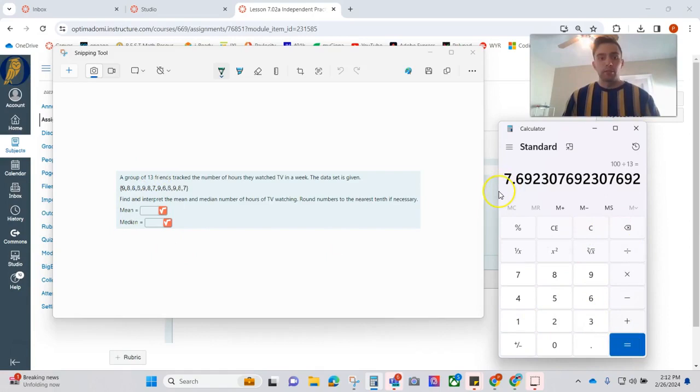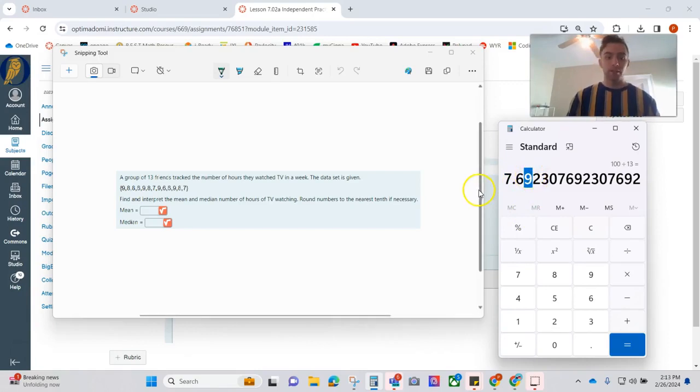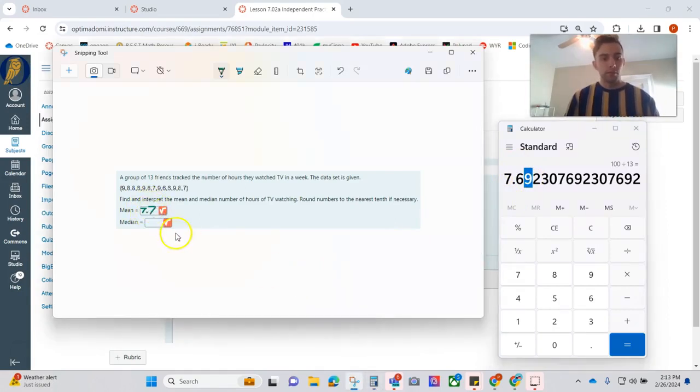Okay, and then this is where I round to the nearest tenth. When I round to the nearest tenth place, that first decimal, I look at the hundredth place, the second decimal. The hundredth place will tell the tenth place whether to go up or to go down. Since it's a 9, it's closer to 10, so it tells the tenth place to go up, making it 7.7. Now let's find the median.